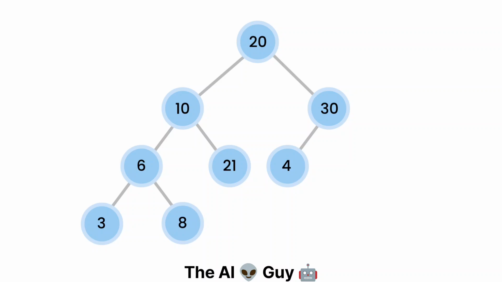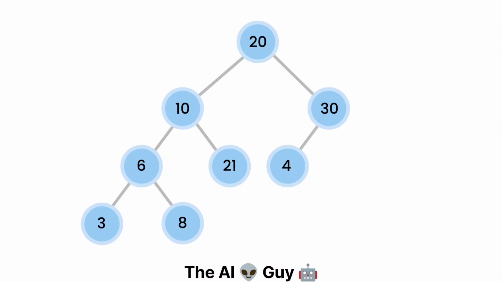In this example, we have this 21 over here, which is violating this rule, because all the values in the left subtree of 20 should be smaller than 20. Similarly, 4 is violating this rule because all the values in the right subtree of 20 should be greater than 20 itself. And by the way, this rule applies to every node in this tree, not just the main root node. For example, look at this subtree over here.